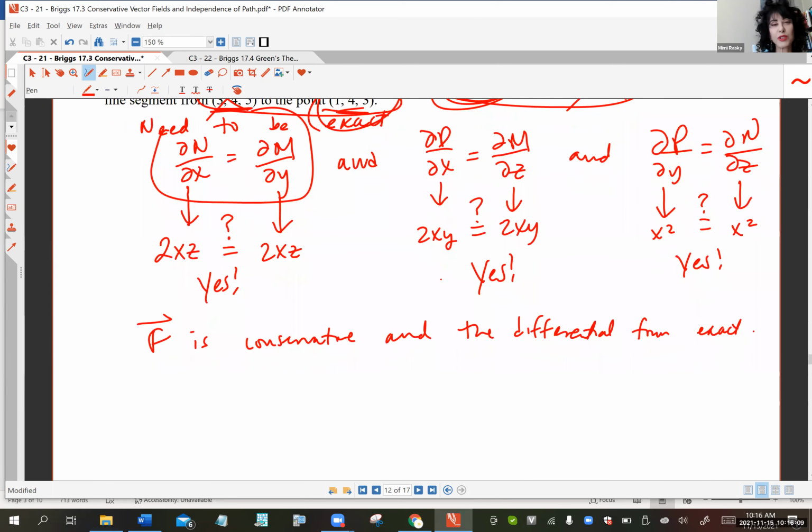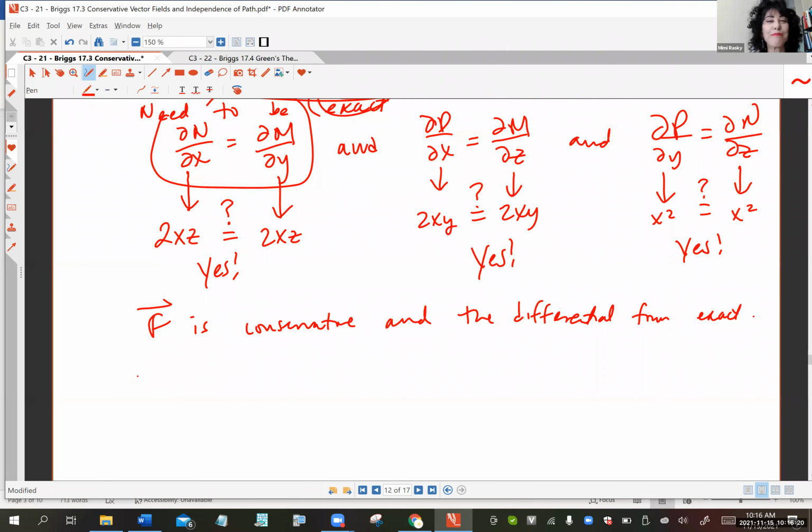So they threw in that extra info to mess with us. We're hoping we would waste valuable time, but we're not going to. Now, we do have to recover the mama function, the potential function. So how do we do that?